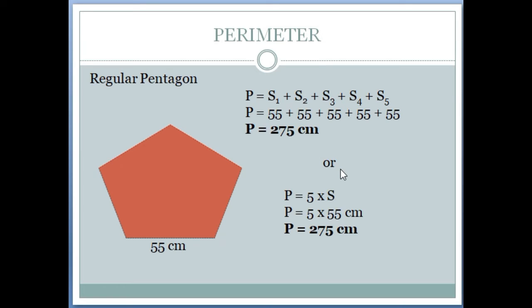Or, you can formulate your own formula. Okay, since alam nyo na ang pentagon has 5 sides, you put 5, then multiply it by the measurement of the side. Then, so you have P is equal to 5 times S. Substitute the value of S, or the measurement of the side. You have 55. So 5 times 55 is 275 centimeters. So same pa rin ang answer kahit anong formula yung gagamitin ninyo. So it's up to you kung ano yung gagamitin ninyo when it comes to finding the perimeter of a regular polygon.